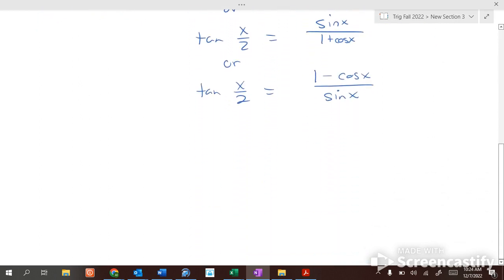All right. Now, half angle identities are important. The double angles, I don't really worry too much about those. The half angle ones, yeah, it's important you understand these.